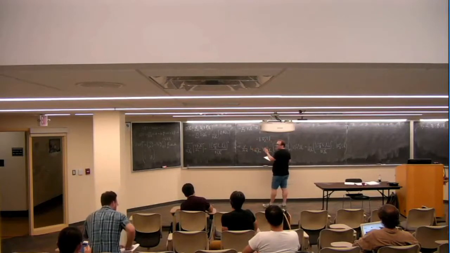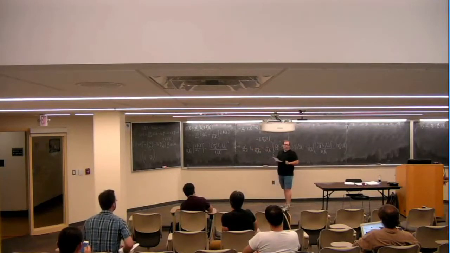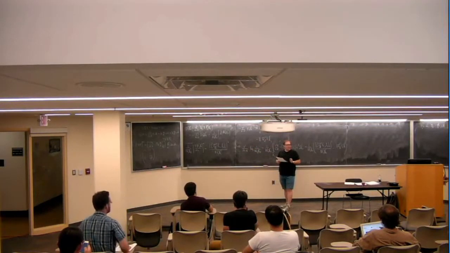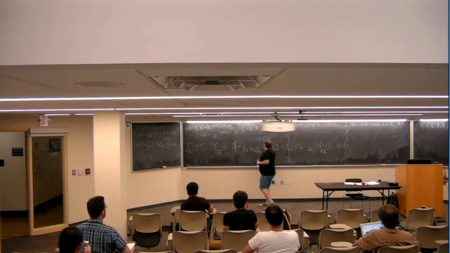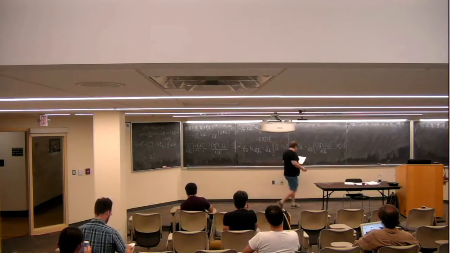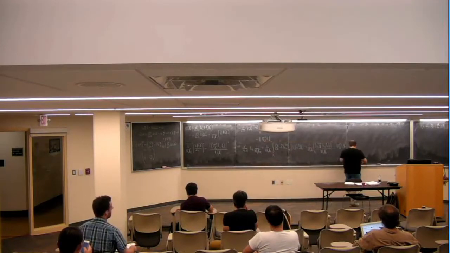Moreover, this isn't what I'm supposed to be doing. I'm supposed to be computing dd bar of log of the square norm of the dual section of the dual bundle. So now, let's move to that.